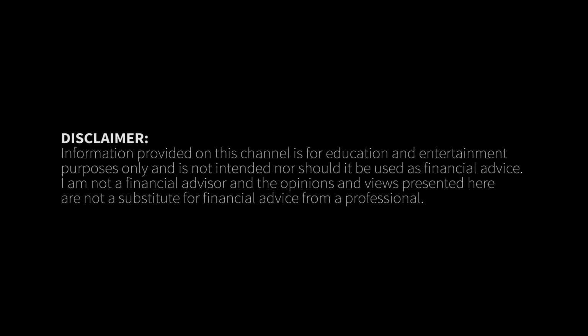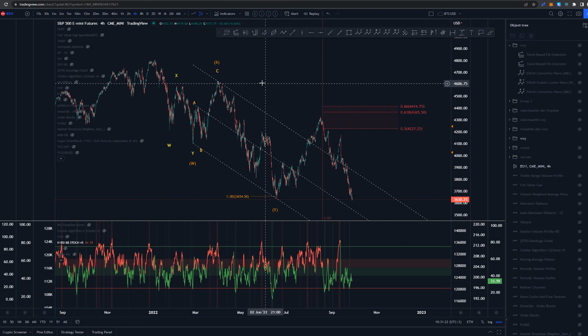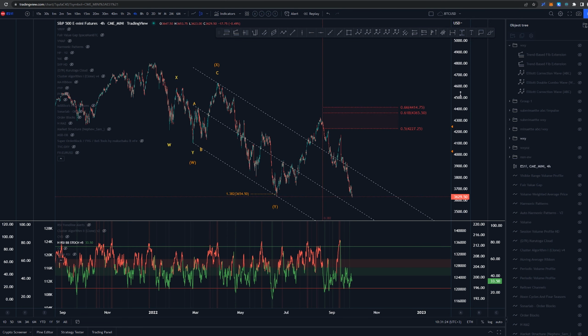I'll cover wave analysis with Elliott Wave Theory and provide multiple scenarios your price may take and explain why I prefer one count over another. Let's take a look at the different possibilities. Starting here on the 4-hour time frame and looking at this WXY count that we've been tracking for quite some time.